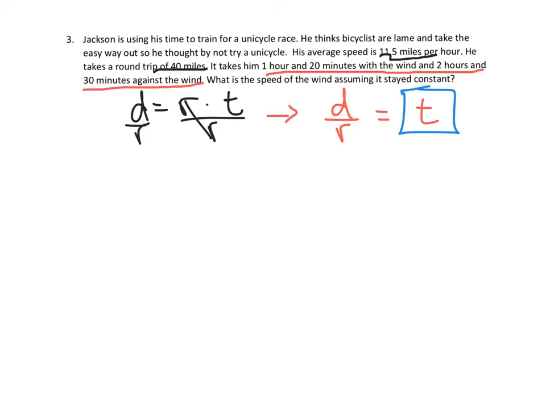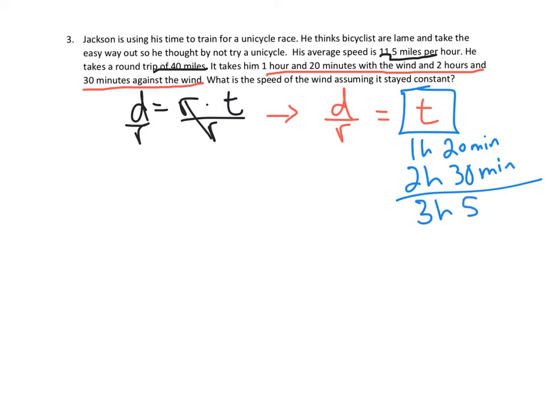If it takes him 1 hour and 20 minutes to go out and then 2 hours and 30 minutes to come back in, that's a total of 3 hours and 50 minutes. Now since we have 2 units of time working here, hours and minutes, we want to convert them so we only have 1 unit of time. Now if I look back into our problem, we're using hours in our rate. So I'm going to convert 3 hours and 50 minutes into just hours.